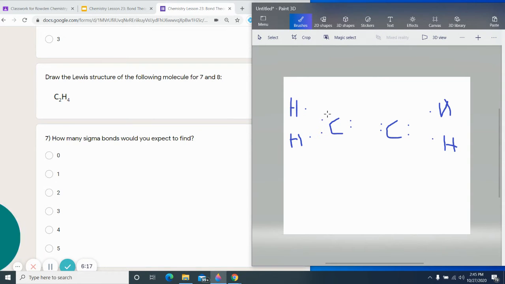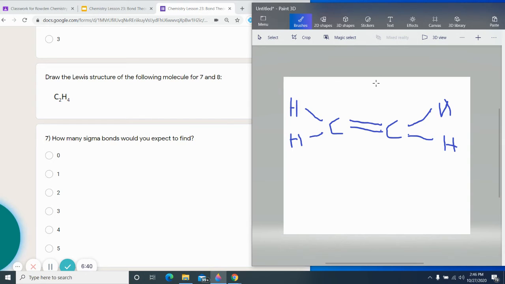There we go. And so we can connect these H's to the C. We can connect these right there. We can connect right here. And then we can connect right here. So all the H's are happy, and now what we need to do is connect the carbon and connect the carbon. So now carbons have 8, and the H's all have 2.